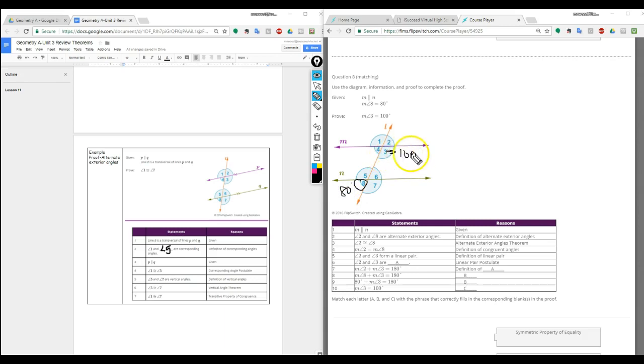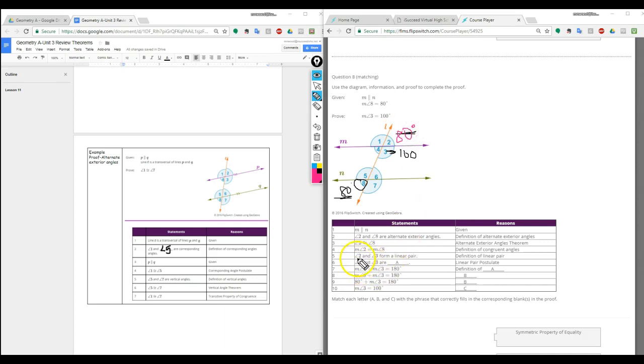We want to prove that this one's 100, so we need to look through here and see what connections they've made. Angle 2 and angle 8 are alternate exterior angles. So they're comparing angle 8 with angle 2, stating that they are alternate exterior angles. That means that angle 2 is congruent to angle 8, alternate exterior angles theorem. That means that they have the same angle measure. So that means that angle 2 is also 80 degrees.